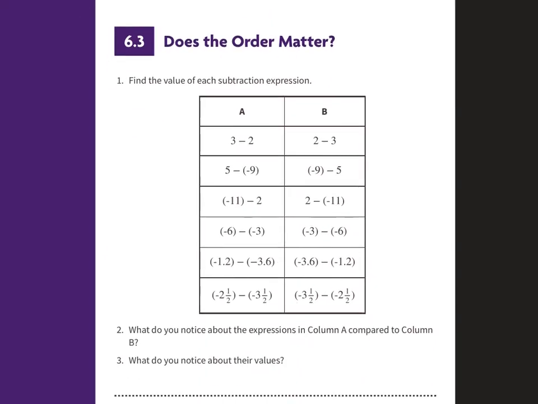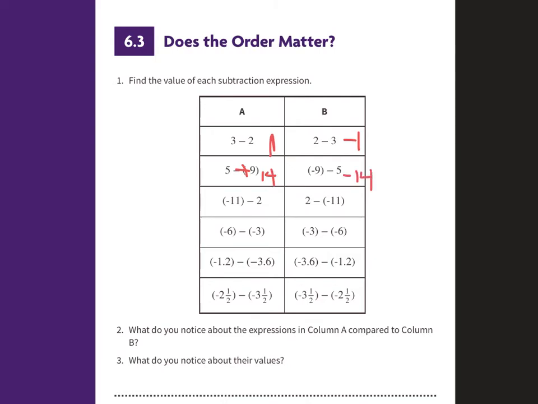All right, ready for more? We're going to skip. Okay, does the order matter? Page 55. Find the value of each subtraction expression. Well, 3 minus 2 is 1. In my calculator, 2 minus 3 is negative 1. 5 minus negative 9, which is really 5 plus 9, is 14. Negative 9 minus 5 is negative 14.